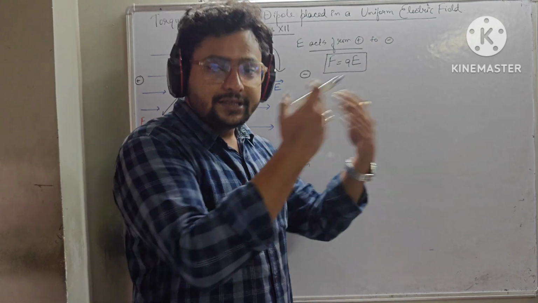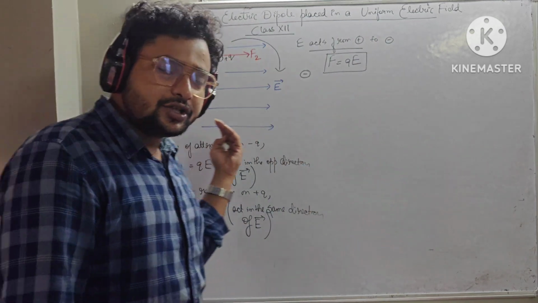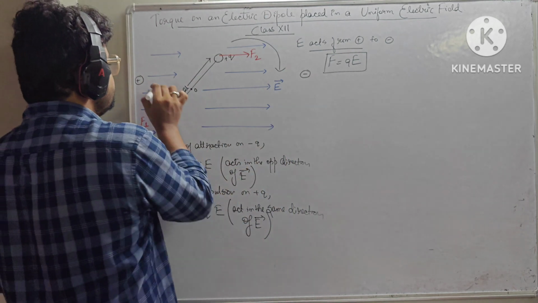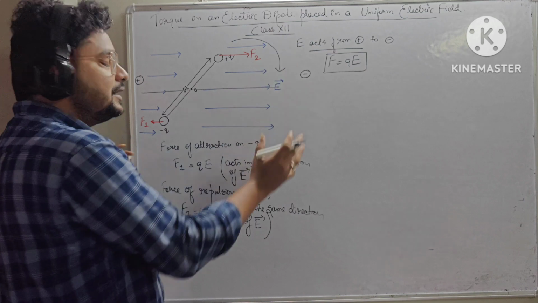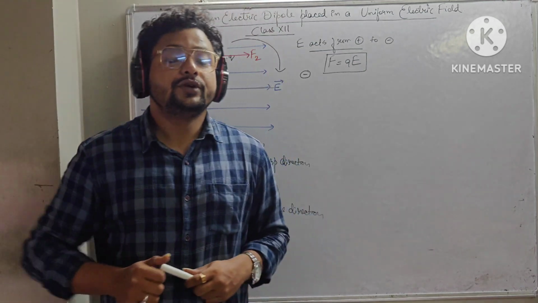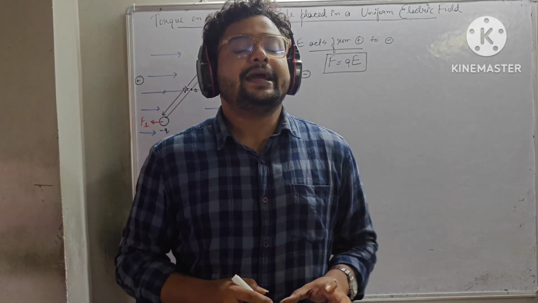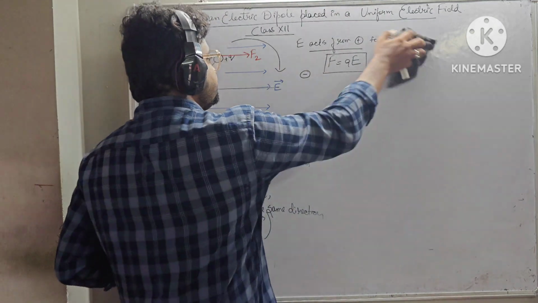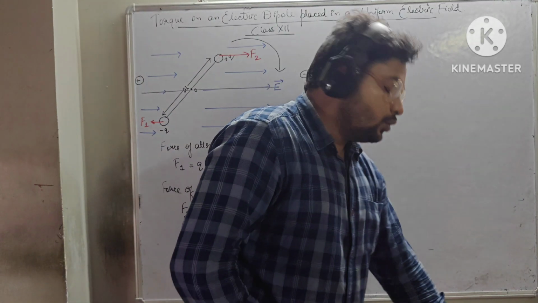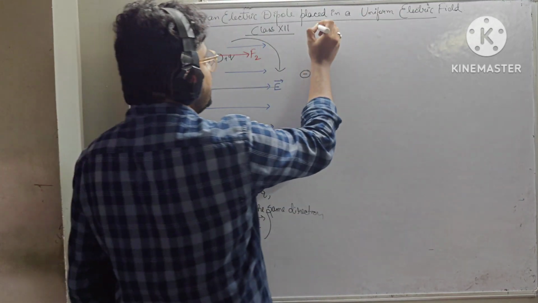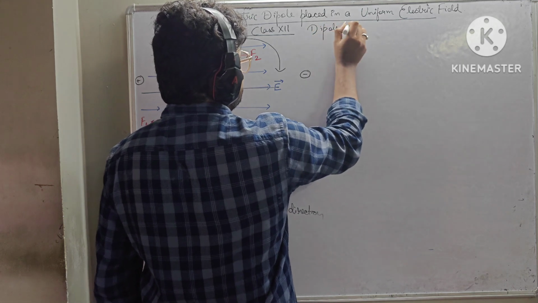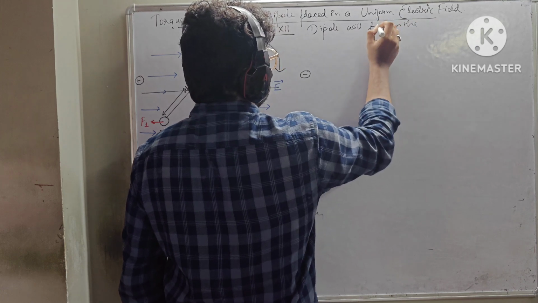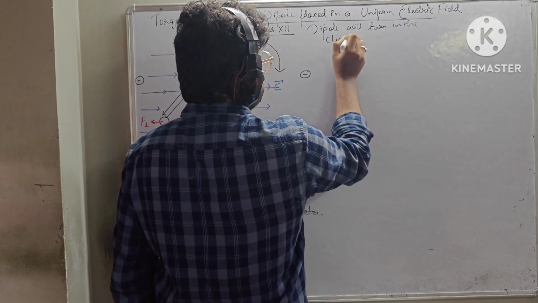It turns in the clockwise direction. If you consider the opposite direction of electric field intensity, it will turn in the opposite direction. So the dipole is going to turn in this manner. Now we are going to find out how much torque is acting on the dipole. What is the expression for torque? So here I am writing, the dipole will turn in the clockwise direction.